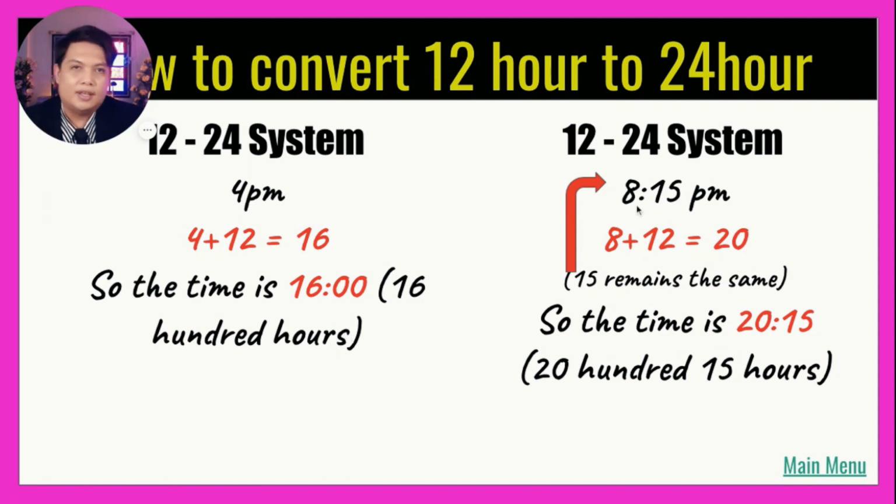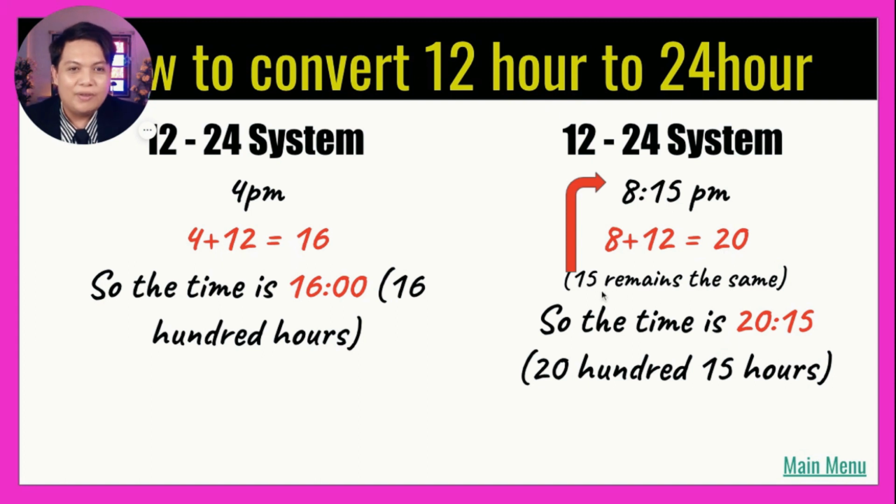Now, how about this? For example, the time is 8:15 or 15 minutes past 8 or a quarter past 8 in the evening. So all you need to do is to add 12 to 8. 8 plus 12 equals 20. By the way, this is not math. I mean, this is still English, but I'm trying to teach you how to tell time. So don't get confused. This is not math. This is still English with Teacher Chris.